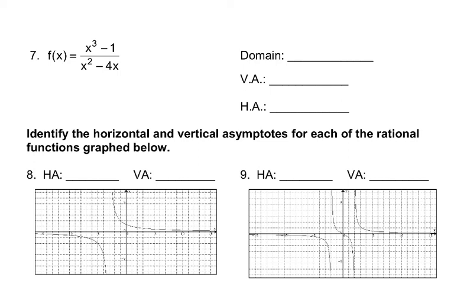Seven, to graph, to find our domain, we need to factor our denominator. Our method of factoring on our denominator would be GCF. So we factor out our greatest common factor on our denominator, which would be an x, which would leave me with an x minus 4. So numbers that would make our denominator equal 0 would be x equals 0 and x equals +4.